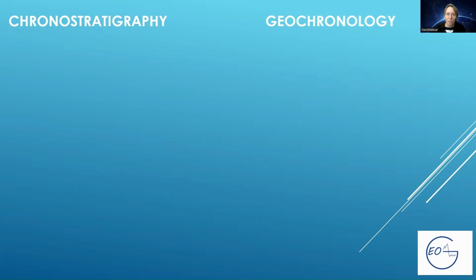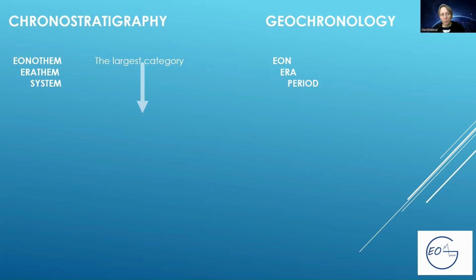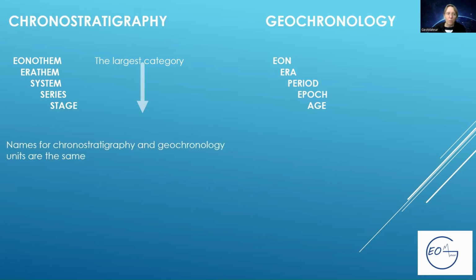Let's compare the names of columns in chronostratigraphy and geochronology. Chronostratigraphy uses the term eonothem, geochronology, eon. The eonothem and eon is the largest category. Next one is erathem in chronostratigraphy or era in geochronology. System and period, series and epoch, stage and age. Names for chronostratigraphy and geochronology units are the same.